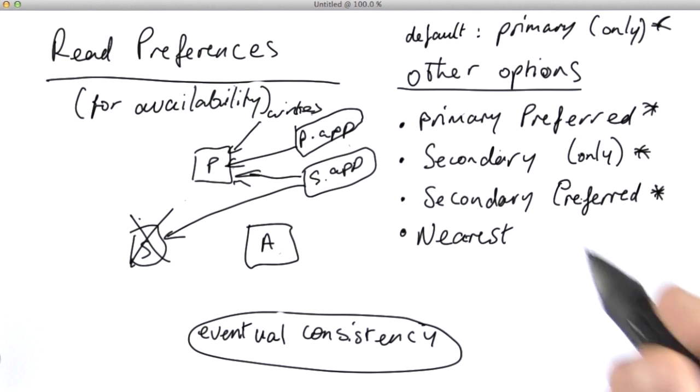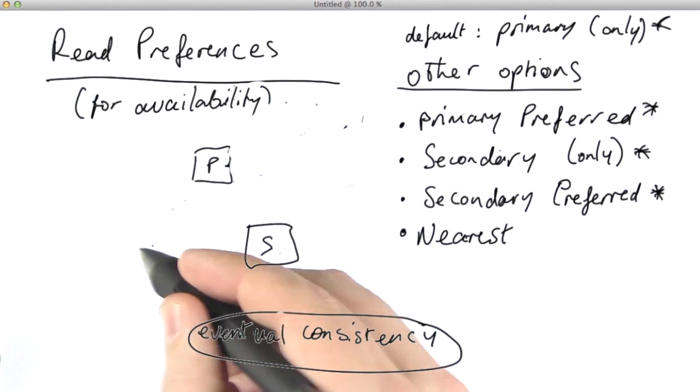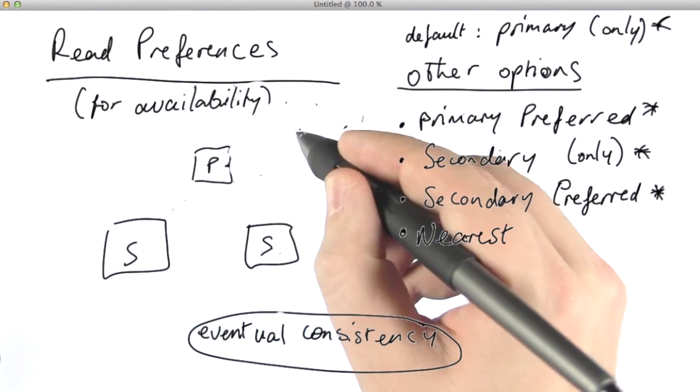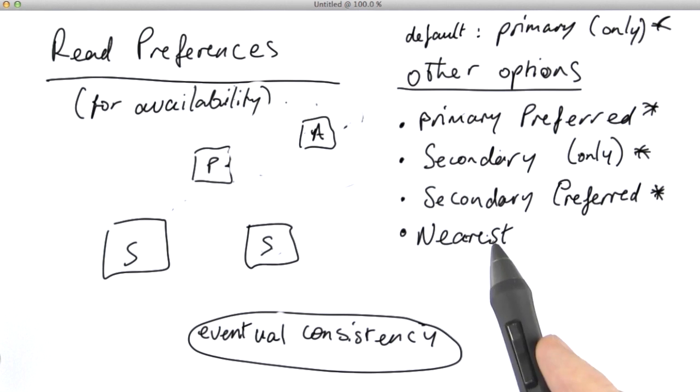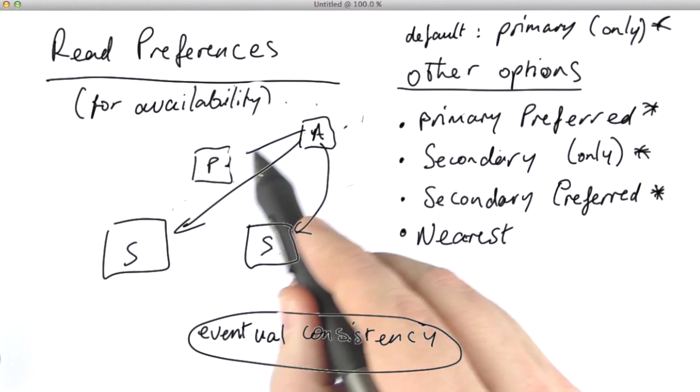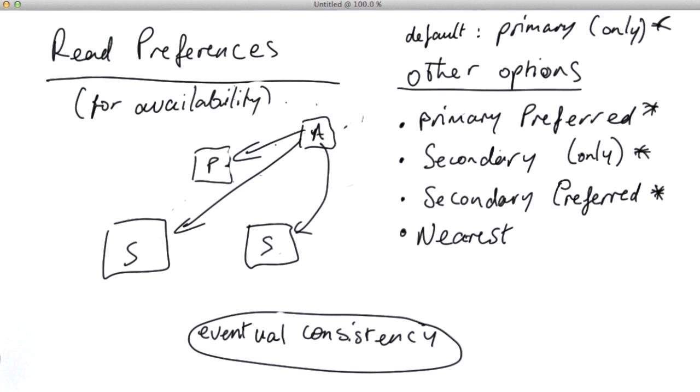The final read preference is basically the most flexible of them all, and that is nearest. You've got a primary, secondary. We've got an application here. When you use the nearest read preference, it will actually figure out which one of these is closest and read from it. So if it's this secondary, it will read from here. If it's this secondary, it will read from here. If it's the primary, it will read from the primary. So nearest is really just give me the closest one to me.